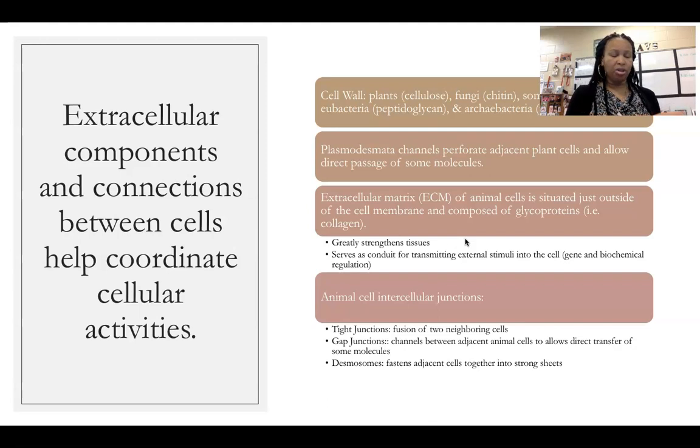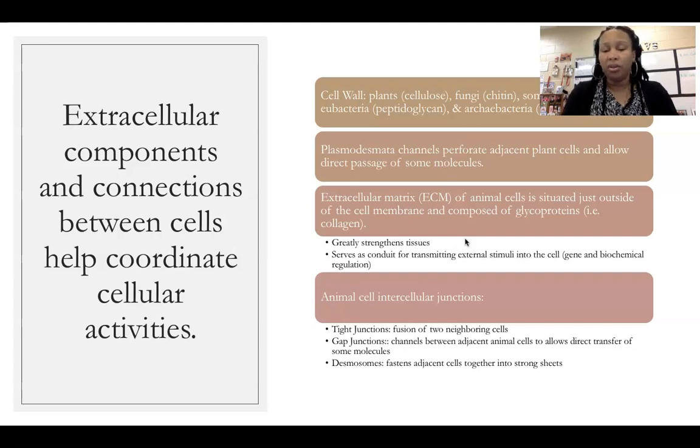Okay, your other extracellular components. Extracellular means that these are components that are going to be outside of the plasma membrane. So when you think of that, you need to think of a cell wall and the extracellular matrix. Okay, cell wall and extracellular matrix. And there's also connections between cells, and your extracellular components and your connections between these cells are going to help to coordinate cellular activities.